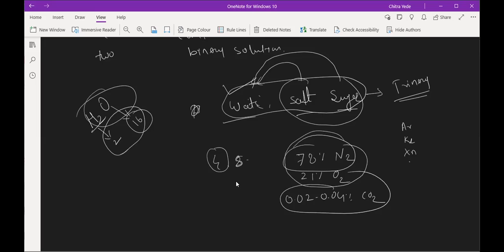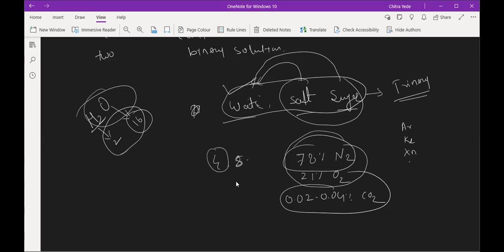Including dust particles, sand particles, spores, bacteria, viruses, pathogens, all present in our air only. So all these are going to be solute. We are only discussing binary solution. Even till 12th class, you will understand only binary solution. After 12th class, in higher classes, you are going to study about ternary and quaternary.